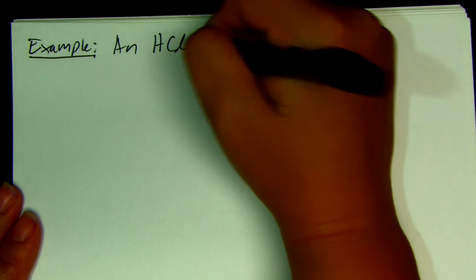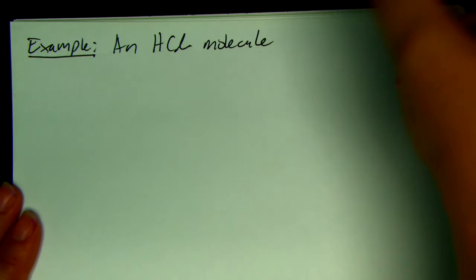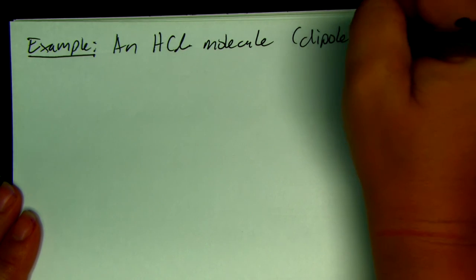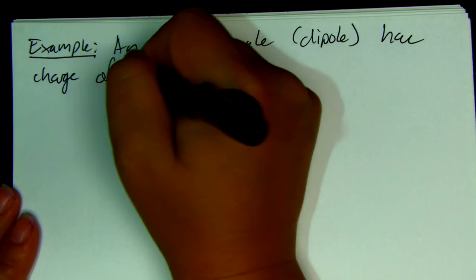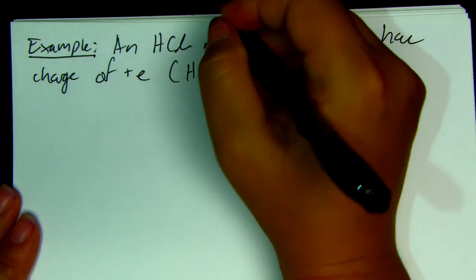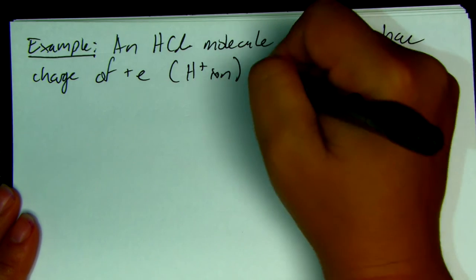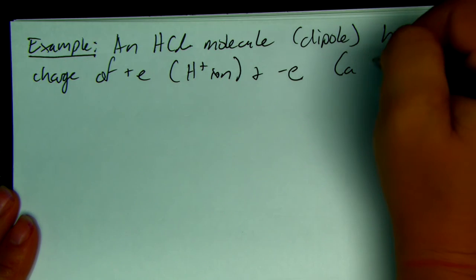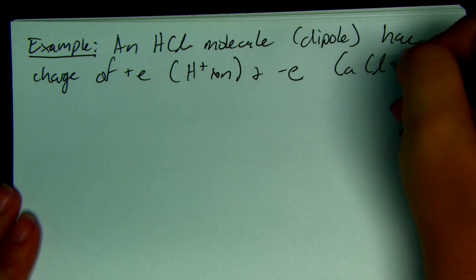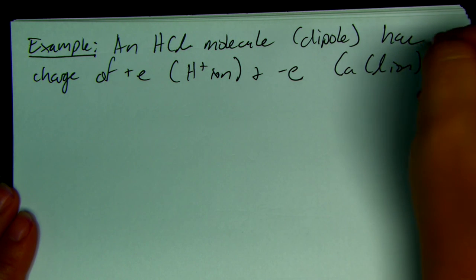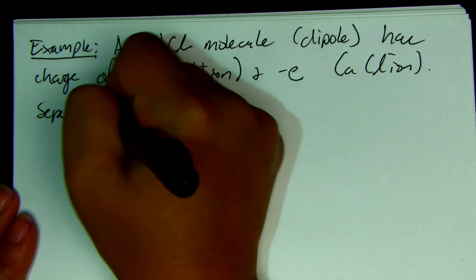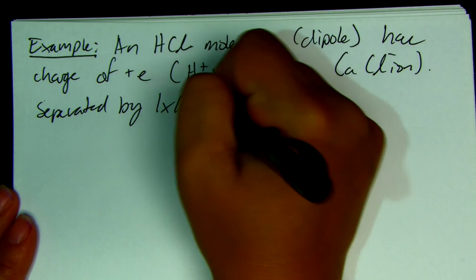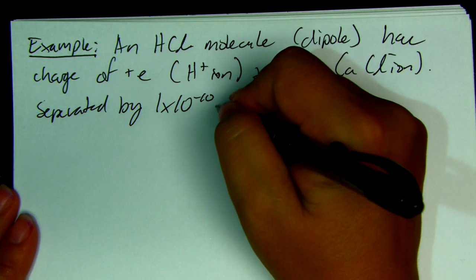All right, so let's go ahead and do a quick example. So we have an HCl molecule, which is a dipole, and it has charge of positive e coming from the hydrogen ion and negative e coming from the chloride ion. And this is separated by 1 times 10 to the minus 10 meters.